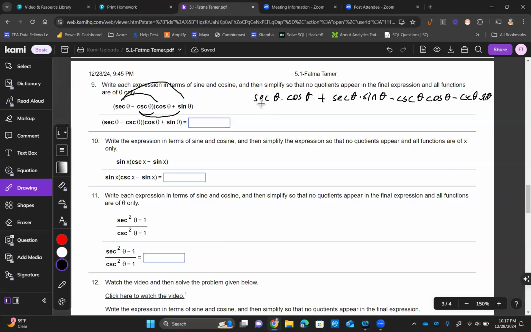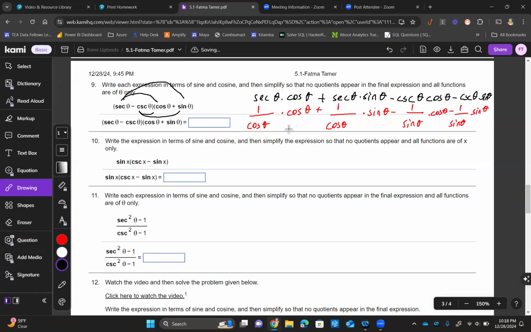Okay. The secant is, now I'm going to go ahead and replace everything if it is possible. Instead of secant, I can write 1 over cosine of theta. And then this is just a cosine theta. Instead of secant, I can write again 1 over cosine of theta times sine of theta here. Instead of cosecant theta, I can write 1 over sine of theta times cosine of theta. Instead of cosecant theta, I can write 1 over sine of theta times sine of theta.